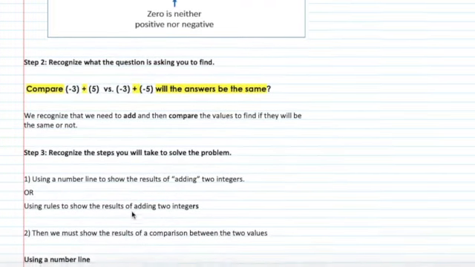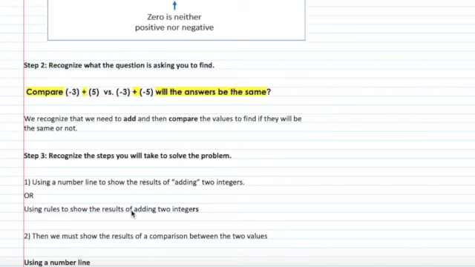Step 2. Recognize what the question is asking you to find. Compare -3 plus 5 versus -3 plus -5. Will the answers be the same? We recognize that we need to add and then compare the values to find if they will be the same or not.